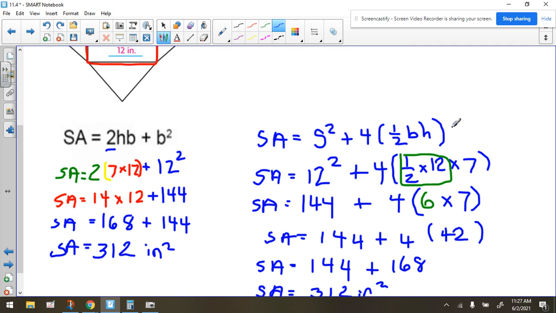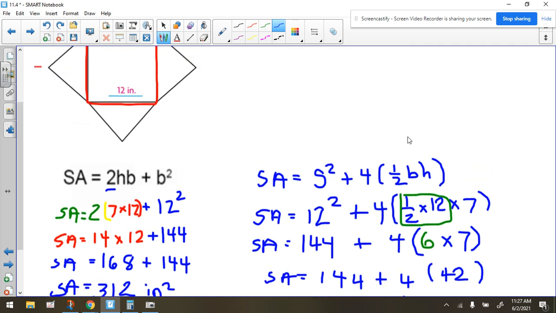Now, this one is a little bit easier for your brain to process because it helps you to understand the different faces. So we have our square base and we have our 4 triangles. So if that helps you to use this formula just because it makes more sense in your brain, then this is a perfectly acceptable formula to use. But if you are like me and you like more user-friendly things, then you can use this formula.